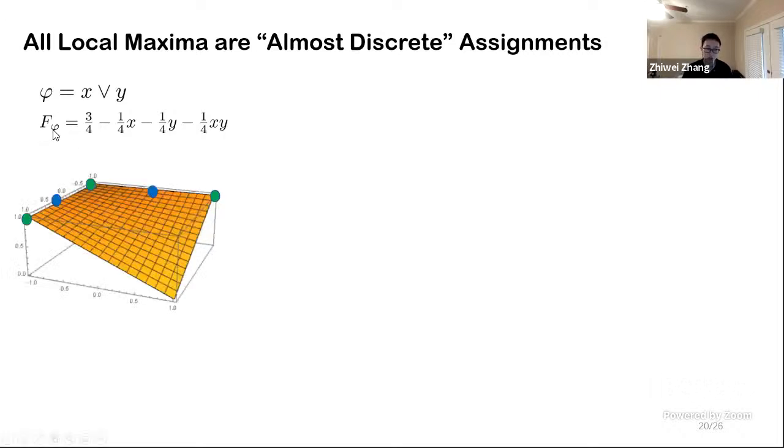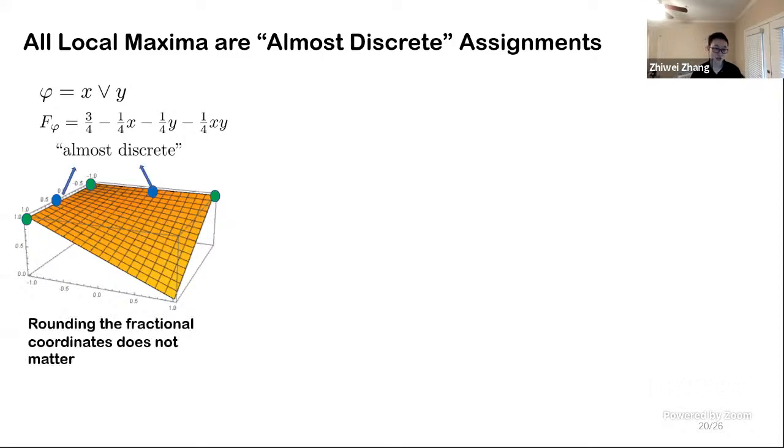So now f is the corresponding polynomial, and we can see on the plot that at the blue point, we can move the blue point along the axis without changing the polynomial value. So that means we can round the fractional coordinates, which does not matter at some specific points. Those points are so-called almost discrete, because if we reach this point, I think we should stop the search and maybe do a random restart, because continuous searching is not useful at all.